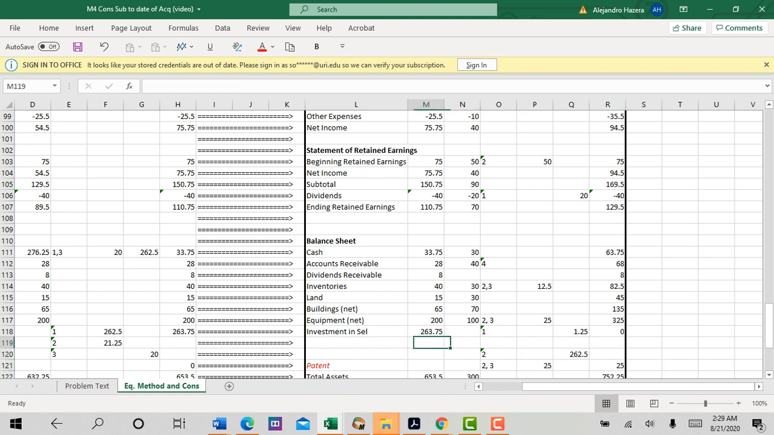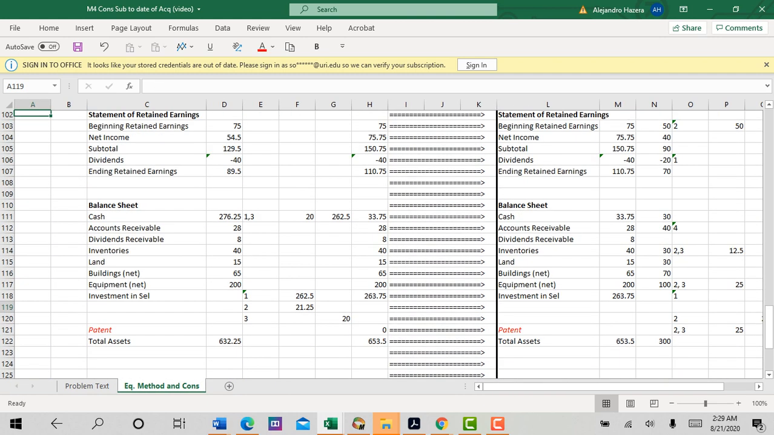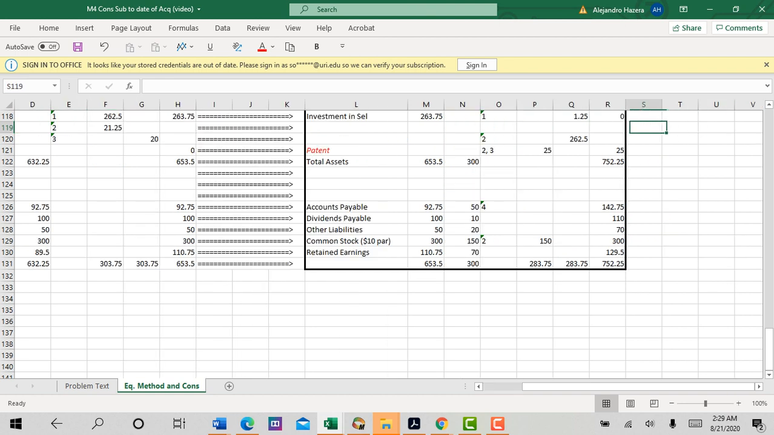Okay, you'll notice that for the investment account, we started at 263.75, we got 1.25, which was the change from one year to the other, and then we took out the beginning balance. So our ending investment account is 0, which should always be the case. We'll get to that at the end. Okay, and let's see if our entries are balancing. It does look like our entries are balancing.